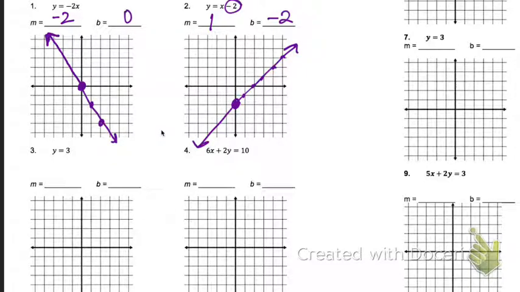Y equals 3. Is that a horizontal or vertical line? That is a horizontal. Something you could write at the top of your test is "Hoivux" for horizontal. That might be helpful. So that means that your slope is 0 and my y-intercept is 3.